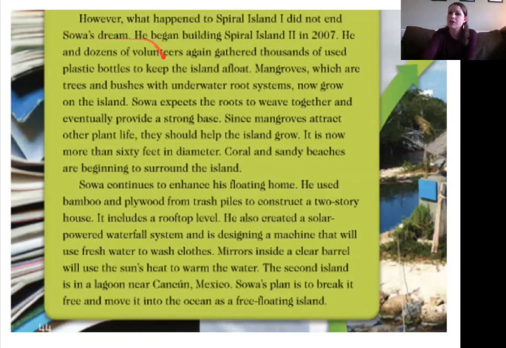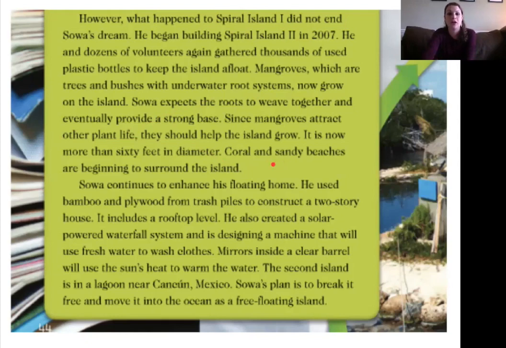So mangroves are unique because they have underwater root systems, which would definitely help to stabilize the island, and they help encourage other plant life to grow on the island, making the island even stronger.